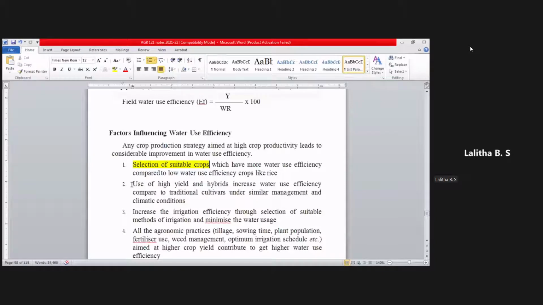What do you mean by variety, hybrid or high yielding varieties? It is the difference from the local variety.